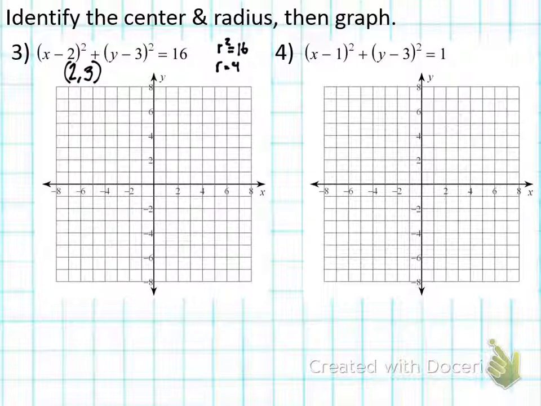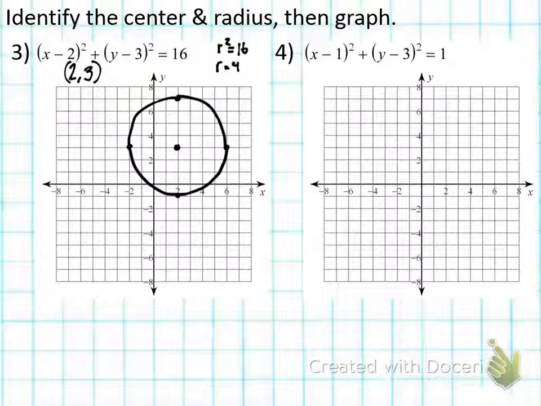So center 2, 3, go over 2, up 3, plot your point. Then we're going to go up, right, down, and left 4 spaces. So we're going to draw points in each direction. And then you're going to draw a nice circle around the whole thing. You're done. That's how you do number 3.